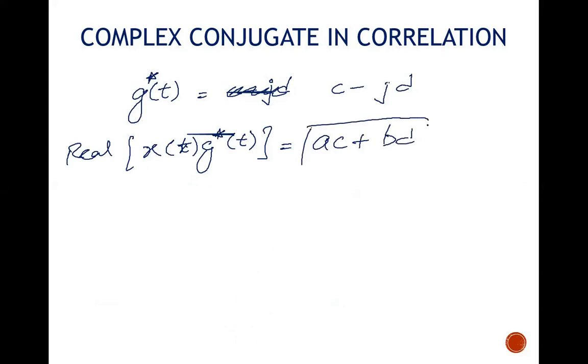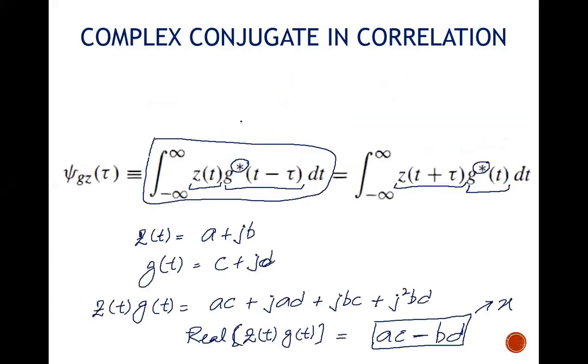So in this case, you can see the real term is larger than the previous case when we had not taken the conjugate. So AC plus BD is larger than AC minus BD. So in summary, in order to have maximum value of the real component of this correlation formula, we use a complex conjugate.